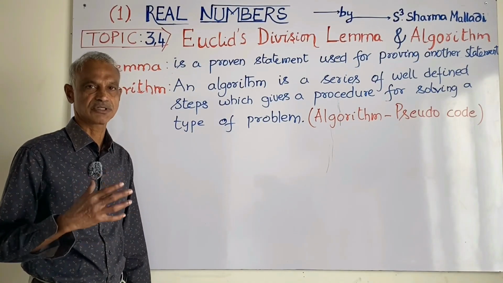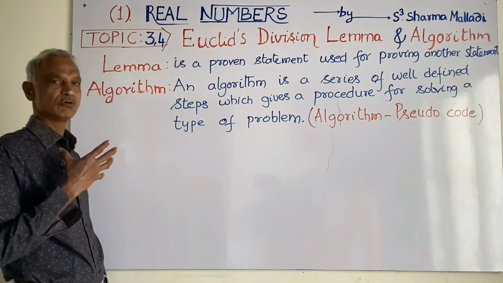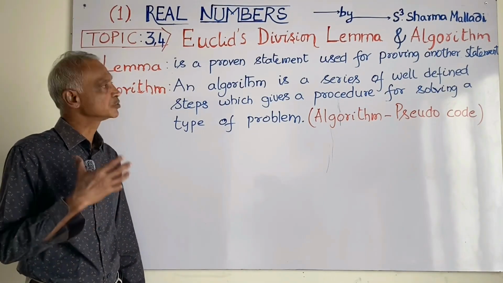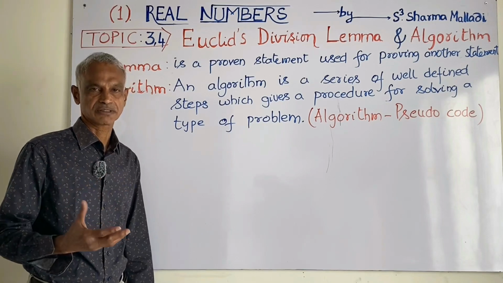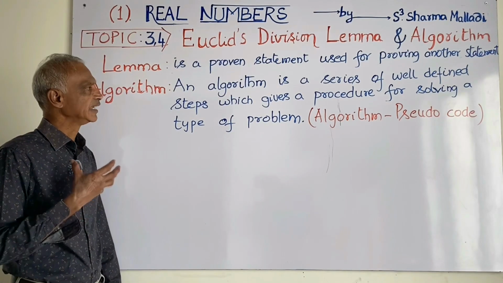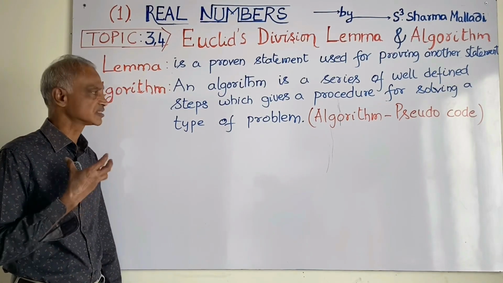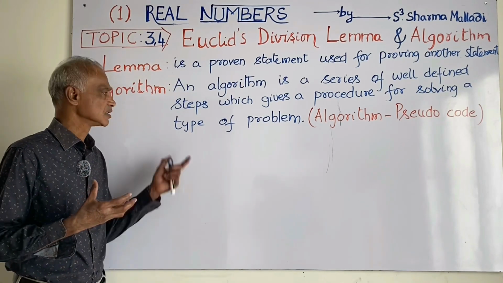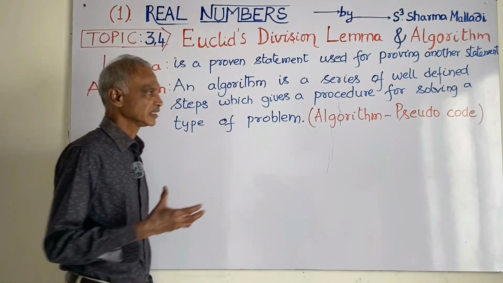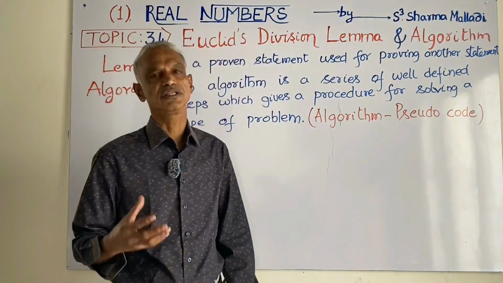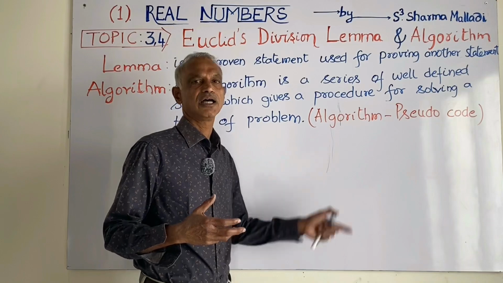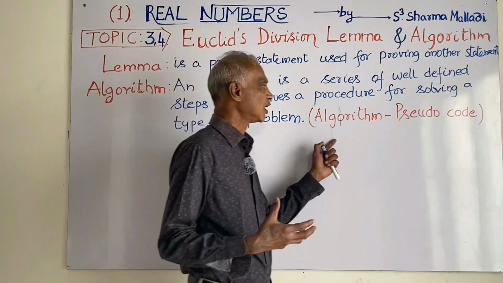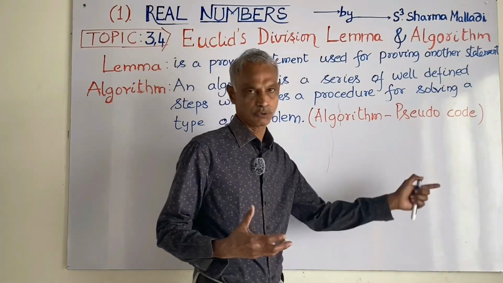What is a lemma? First you should understand what a lemma is and what an algorithm is. A lemma is a proven statement used for proving other statements. An algorithm is a series of well-defined steps which gives a procedure for solving a type of problem. Software engineers write algorithms to do any program. They call an algorithm pseudocode.